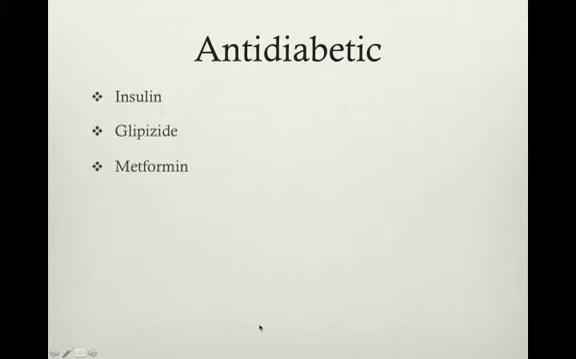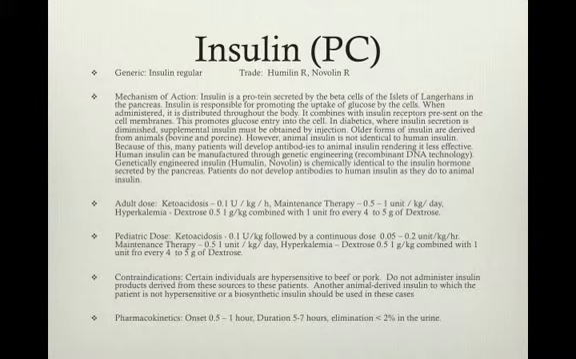Antidiabetic. We're going to talk about 3 medications here: insulin, glyphosate, and metformin. Alright, this is going to be insulin, and the generic on this is going to be insulin regular. Trade name on this is going to be Humulin R or Novolin R. Mechanism of action, and this is the actual insulin hormone that allows the sugar in the cell.